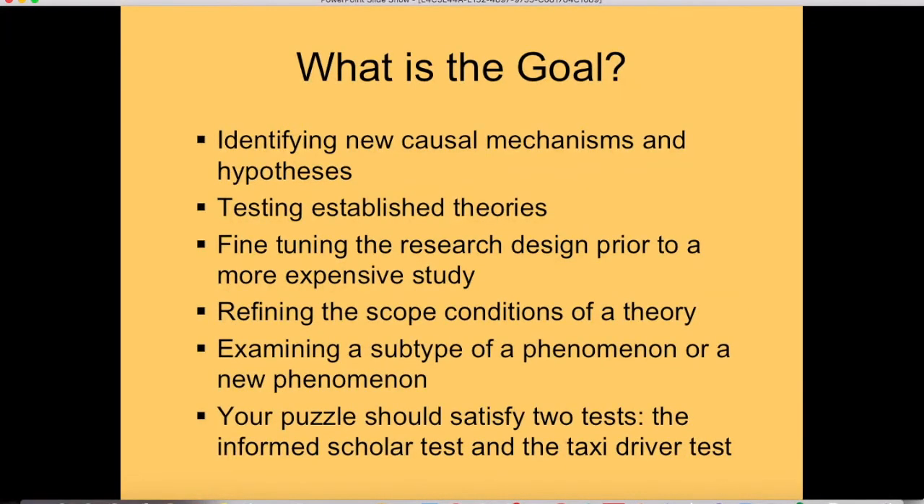We might try to refine the scope conditions of a theory by finding the most likely case that it fails to explain or the least likely case that it succeeds in explaining, to find the upper and lower bounds of its scope conditions. We might examine a new phenomenon.